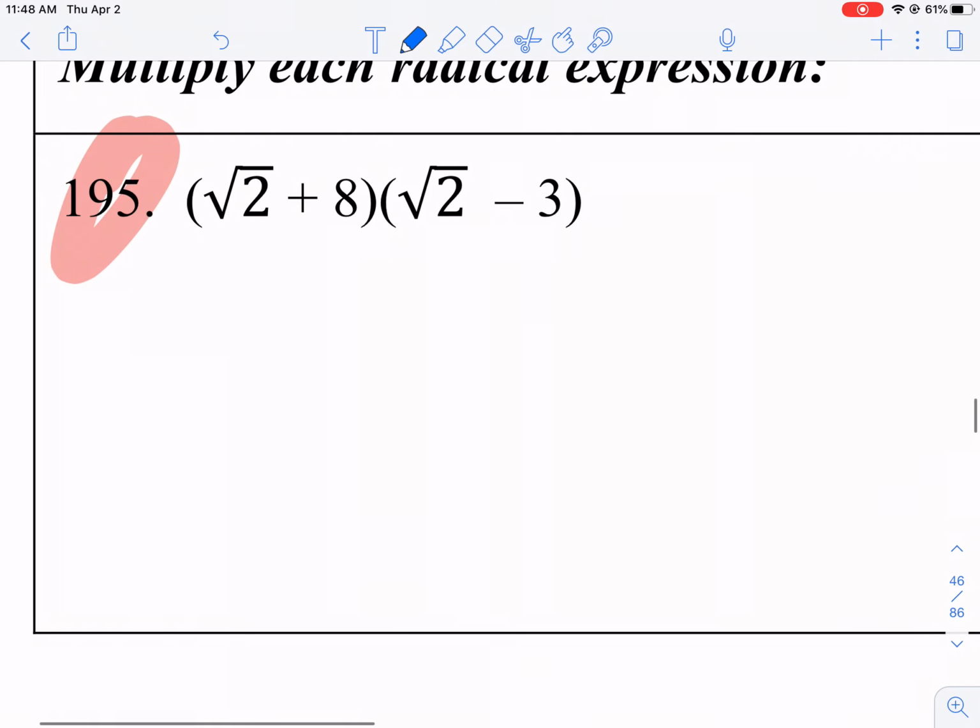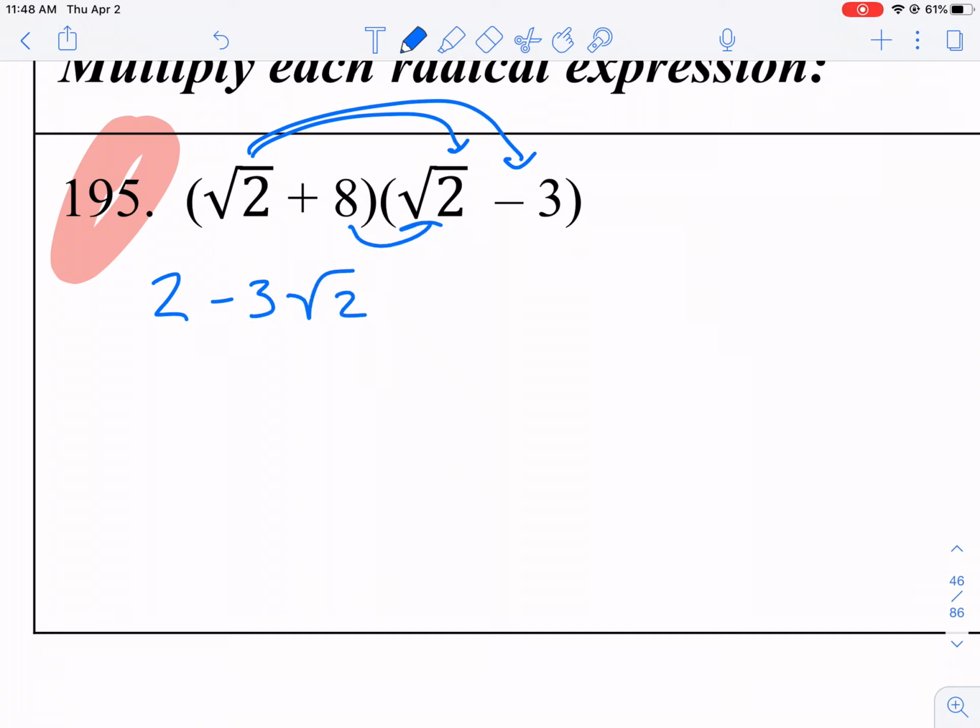You could use FOIL on this one, right? First, outside, inside, last. I'm just going to use the distributive property twice. So when I take square root of 2 times square root of 2, that's just 2. It's actually the square root of 4, which then becomes 2. But I'm just going to write it that way. Square root of 2 times a negative 3 is a negative 3 root 2, plus 8 root 2 minus 24.